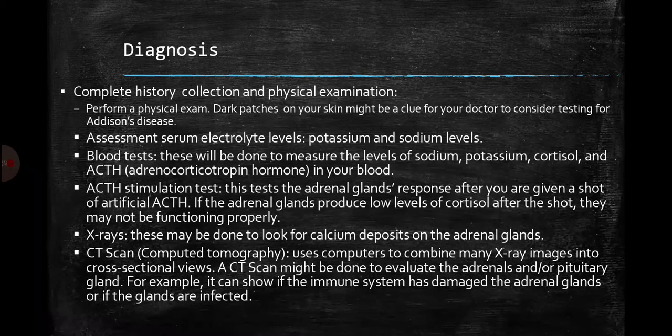Blood tests. Tests can measure your blood levels of sodium, potassium, cortisol, and adrenocorticotropic hormone, which stimulates the adrenal cortex to produce its hormones. A blood test can also measure antibodies associated with autoimmune Addison's disease. ACTH stimulation test: ACTH signals your adrenal glands to produce cortisol. This test measures the level of cortisol in your blood before and after an injection of synthetic ACTH.